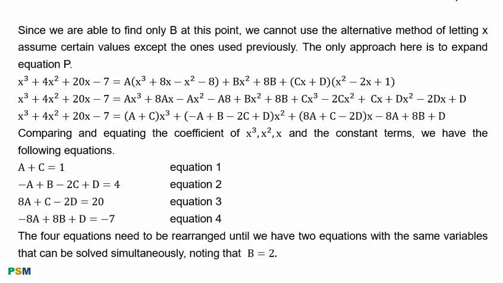Since we are able to find only b at this point, we cannot use the alternative method of letting s assume certain values except the ones used previously. In equation P, we have 4 constants, a, b, c, and d. We are able to find only b at this point. We cannot use the alternative method. The only approach is to expand equation P.